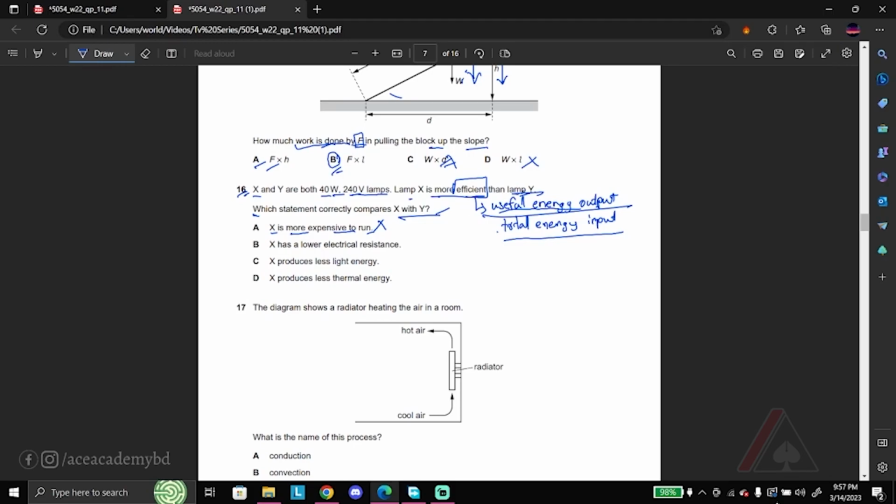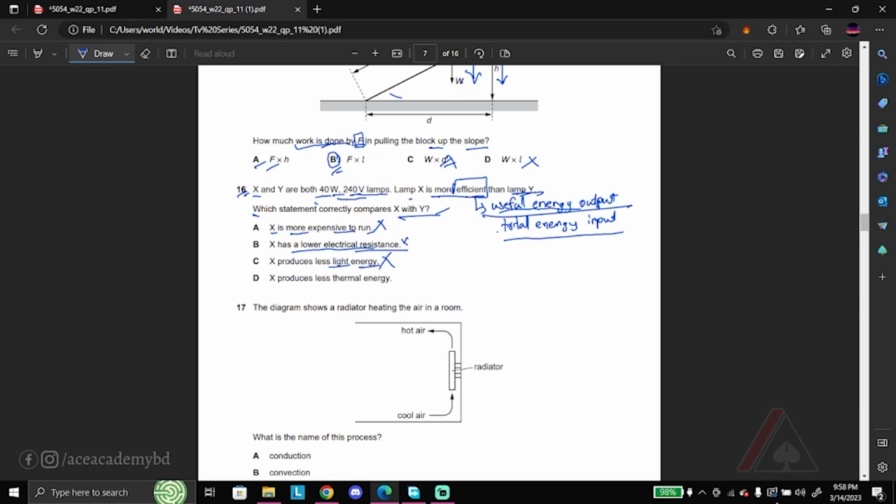You say the low electrical resistance. Well, none of the quantities up here, the information up here, actually tell us this. So let's keep that on hold or cross it out together. Then C says it produces less light energy. That's not true because they're both rated at the same quantity, 40 watts and 240 volt amps. So they produce the same amount of light energy. So this is wrong as well.